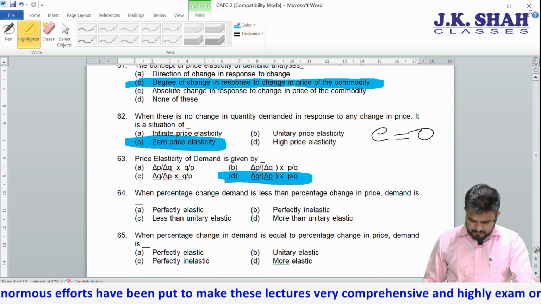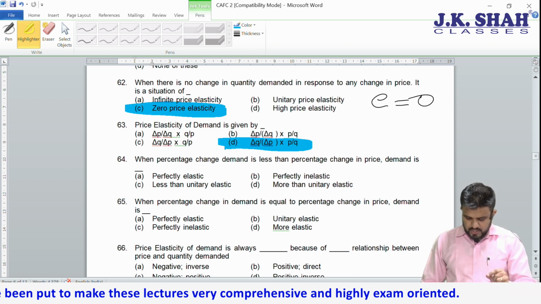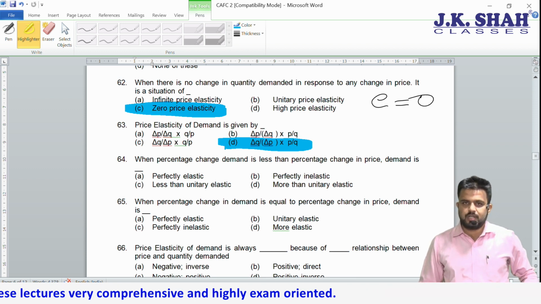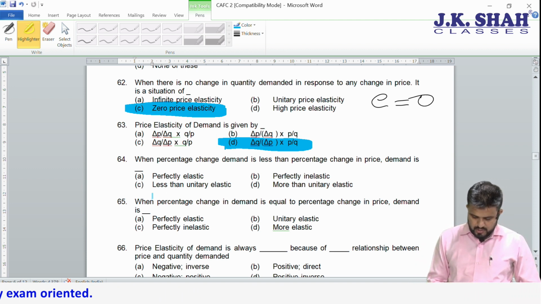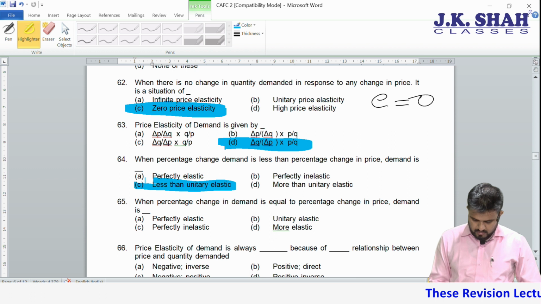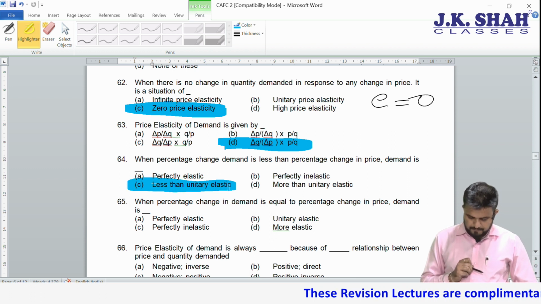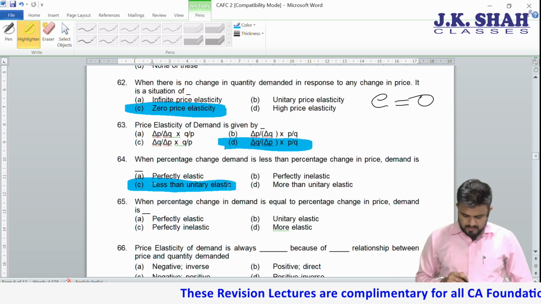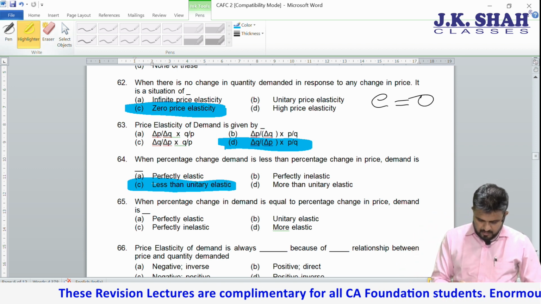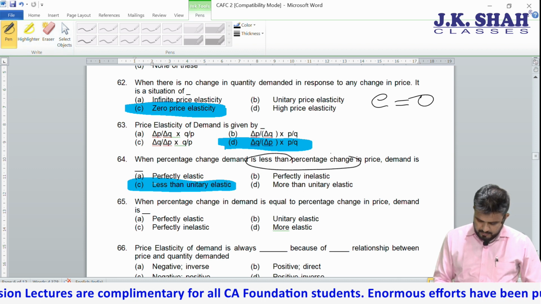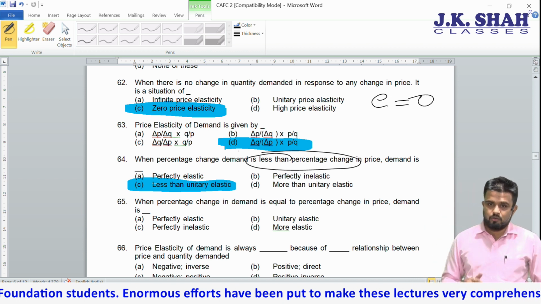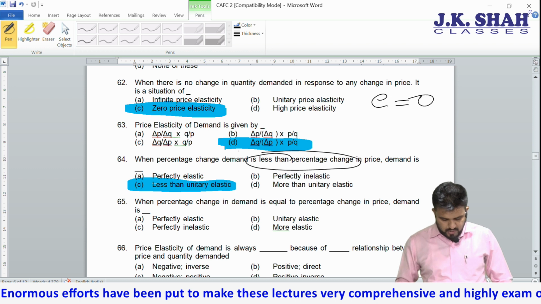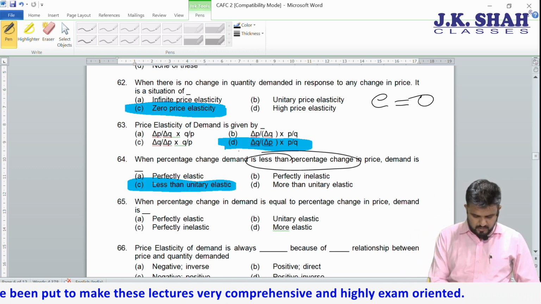Moving to the next. When the percentage change in demand is less than percentage change in price, it is what? Less than unitary. 64. So it will be less than 1. Because here they are telling less than percentage change. The perfectly elastic is horizontal. Perfectly inelastic is equal to 0. More than unitary is greater than 1. Correct answer is less than unitary elastic.